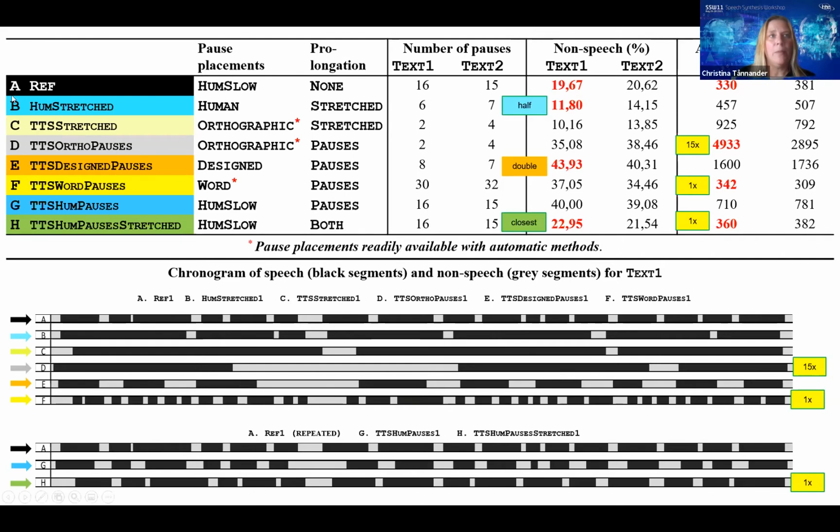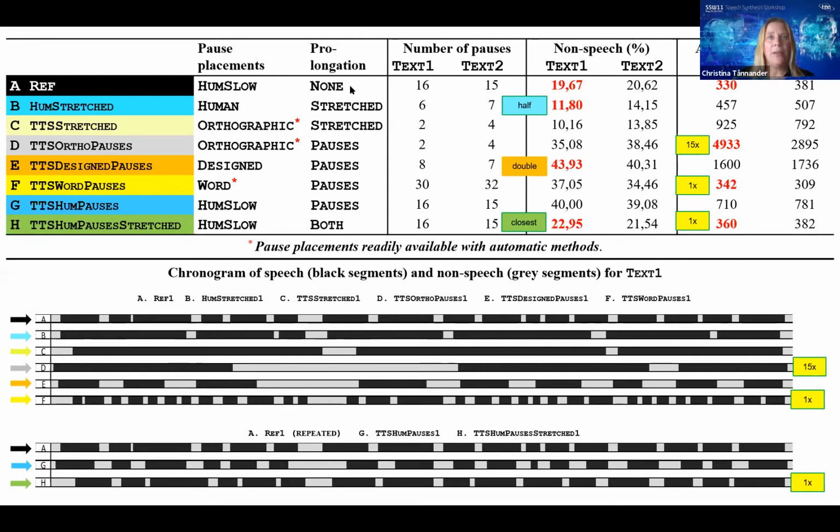Then we have B, human stretched. This is the human normal reading. As you see in the number of pauses column, it contains 6 pauses in text 1, and the human slow reading contains 16 pauses. So there's quite a big difference there. Then you have orthographic pause placement, where we inserted pauses at minor and major delimiters, commas and full stops. Designed pause placement, roughly at major phrase boundaries. Word pauses, where we inserted pauses between each word, and then you have the human slow locations again.